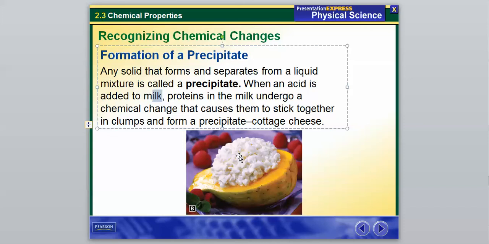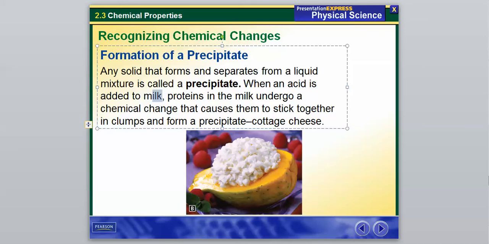So our example again of a precipitate is when you mix two liquids together, a liquid mixture, and then a solid is formed from those two liquids. That is our example of a precipitate. Definitely make sure you jot this down. And again, that is another way that we can tell that a chemical change has occurred.